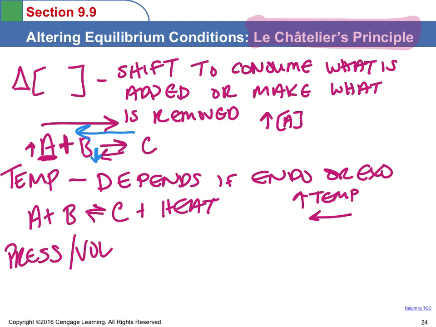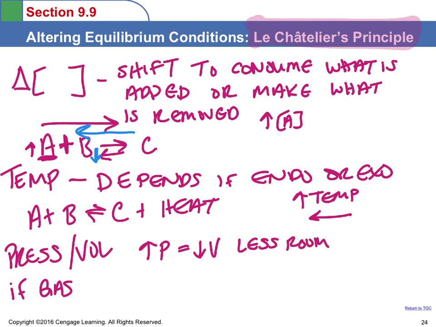Pressure and volume. So this only matters if you have gas as reactants and or products. So if you increase pressure, that's the same thing as decreasing volume. This means there's less room for the gas molecules. So the reaction is going to shift to the side that has less gas.